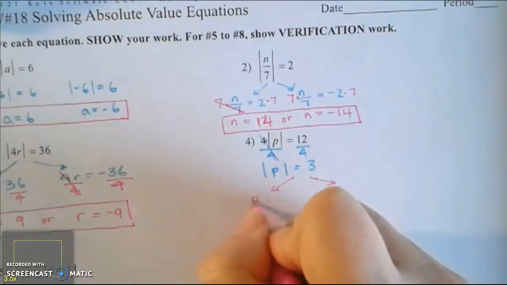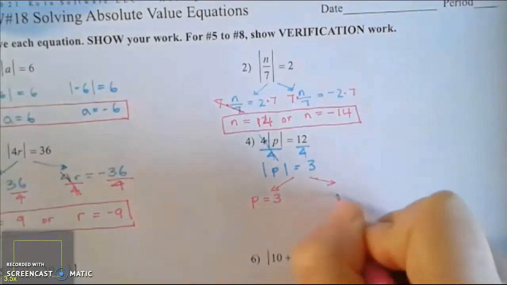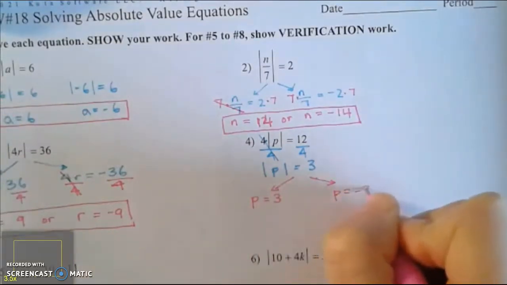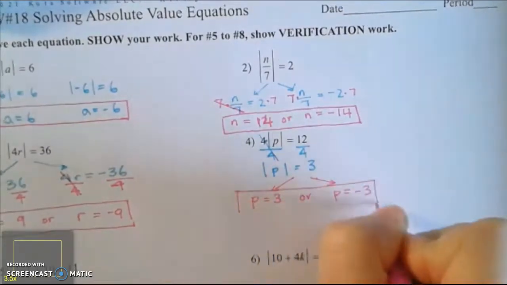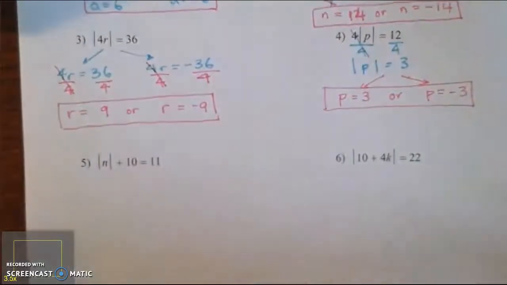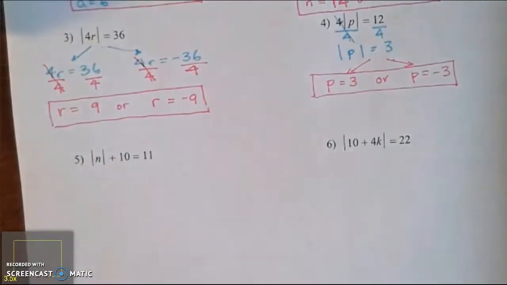What's inside, P, could be positive 3, or P could be negative 3. So we have two different versions. Let's keep going. Now 5 to 8, we do need to verify.